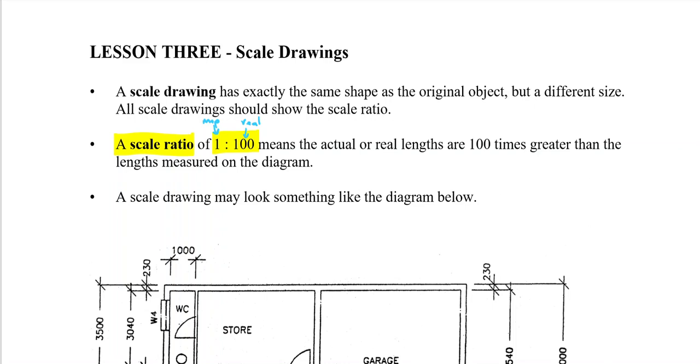Scale drawing is things that have the exact same shape as the original object but a different size. So we've either made it much, much bigger or much, much smaller, usually when we put things on maps, so that we can see it all in one spot.